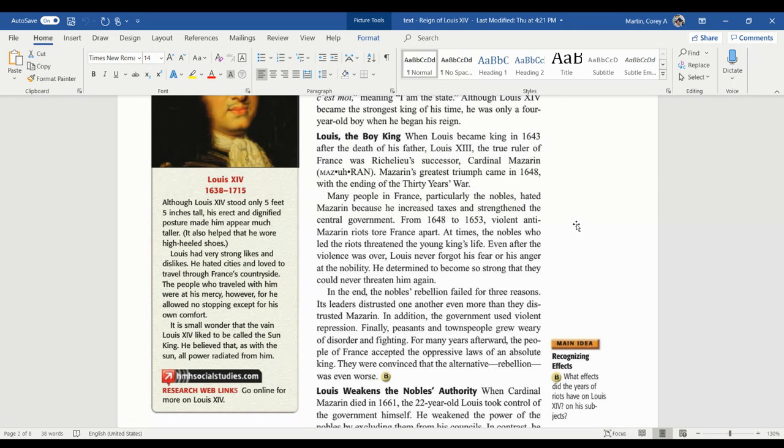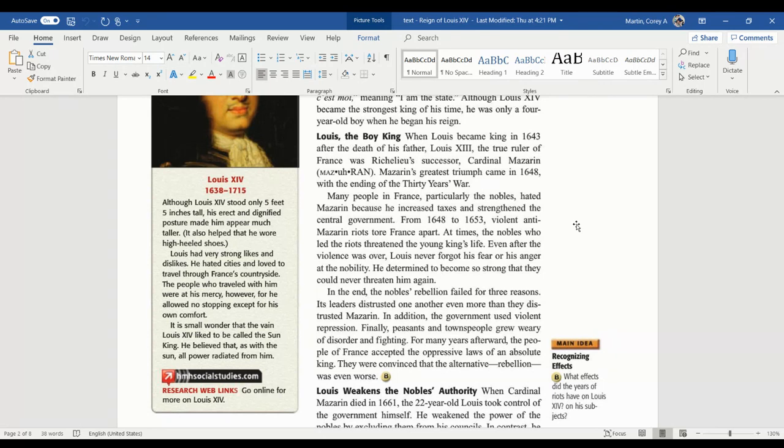From 1648 to 1653, violent anti-Mazarin riots tore France apart. At times, the nobles who led riots threatened the young king's life. Even after the violence was over, Louis never forgot his fear or his anger at the nobility. He determined to become so strong that they could never threaten him again.